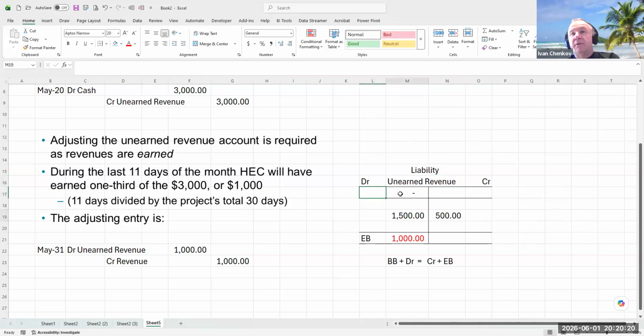What's interesting with the liability account? It's pretty much the same as an asset, but everything is the opposite. So beginning balance is on the credit side, ending balance is on the credit side. Now that's going to change the equation too, right? What will be my equation now?